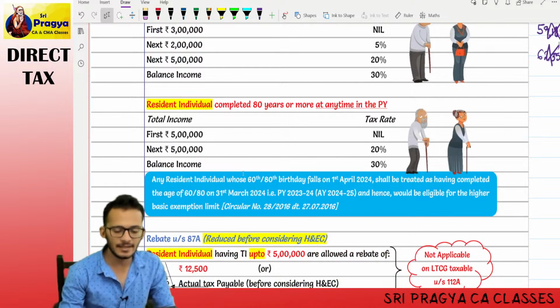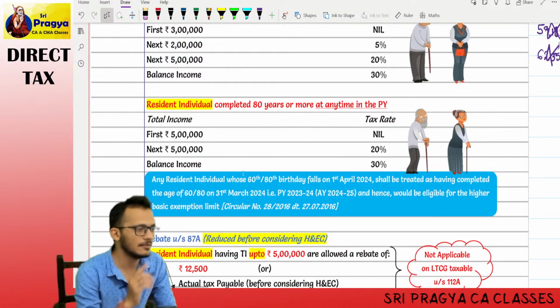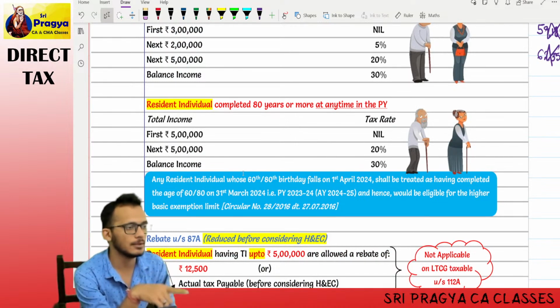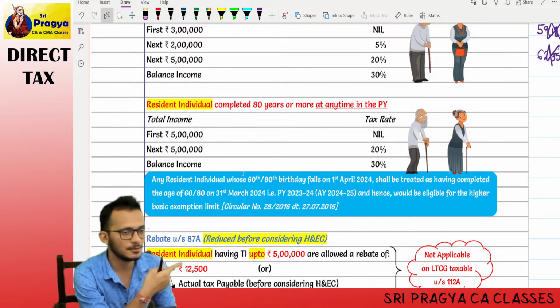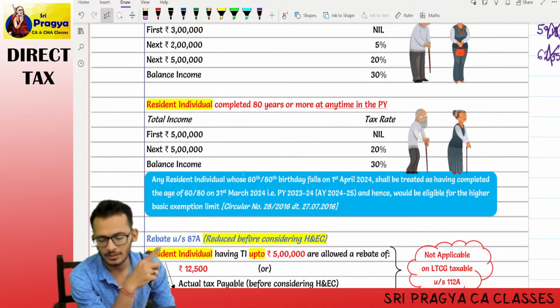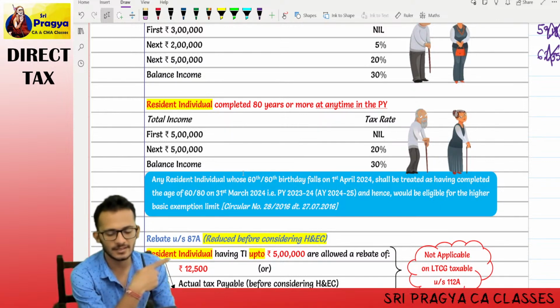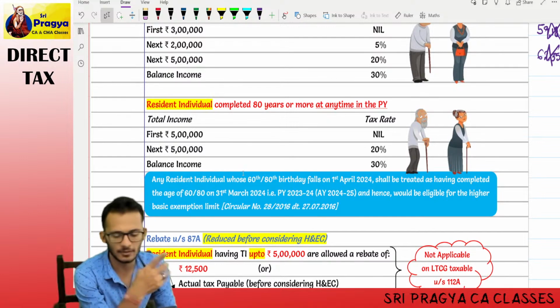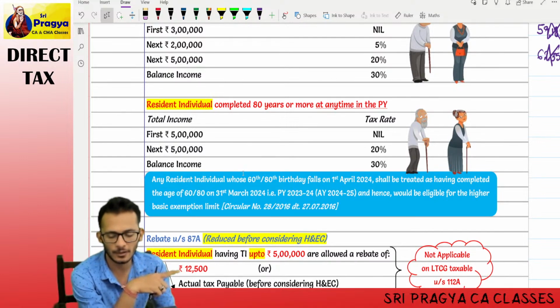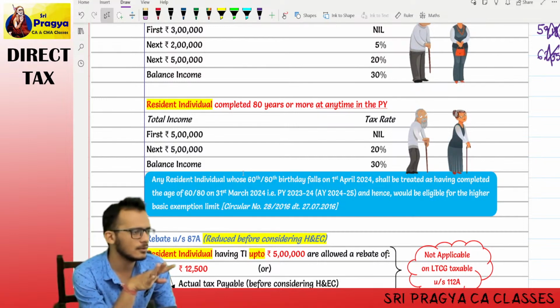If it is a resident individual completing 80 years of age, then first 5 lakh is 0, 5 to 10 is 20, above 10 is 30. The notification that I spoke about is here. Any resident individual whose 60th or 80th birthday falls on 1st April 2024 shall be treated as having completed the age of 60 or 80 on 31st March itself, and therefore would be eligible for a higher basic exemption limit as per the circular.